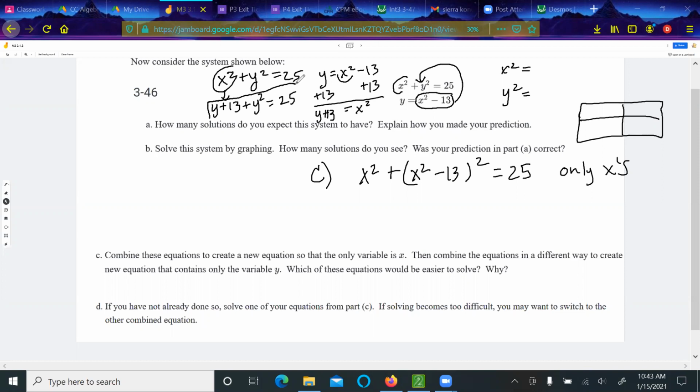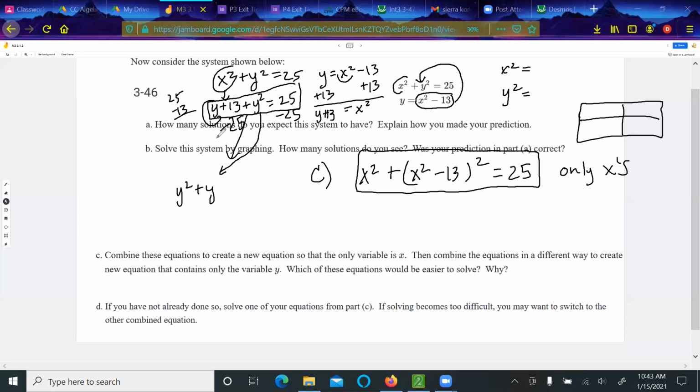Okay, which one is easier to solve? This equation with just the y's or this equation with just the x's? I would say this one's easier to solve. You guys there? So I would minus 25 from both sides. And I get, so I'm going to start with the y squared plus y. And then 13 minus 25 gives me negative 12, so y squared plus y minus 12 equals 0.